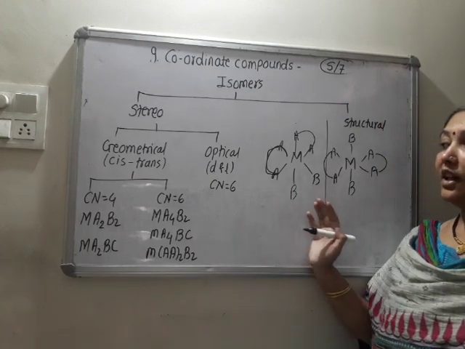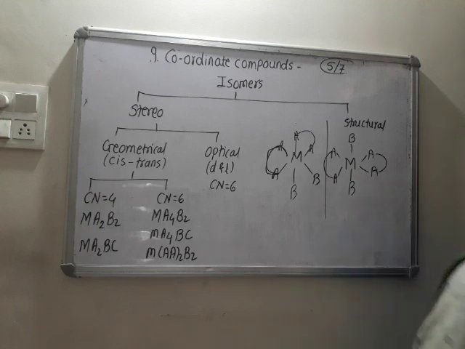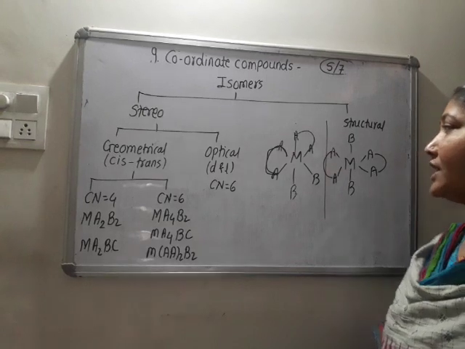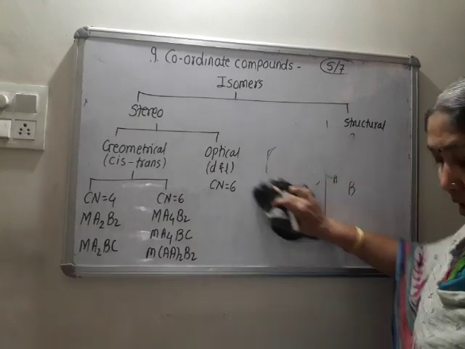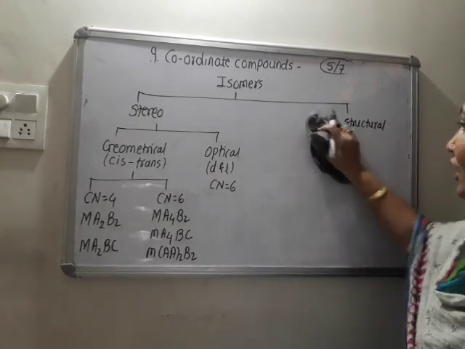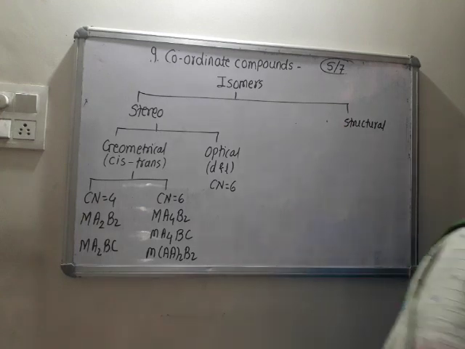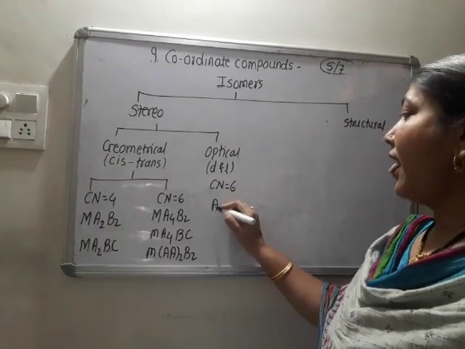Is this clear? Now optical isomers. Optical isomers are shown by these cyclic compounds. Cyclic compounds. How is it? So here also they have given us 2 types. One is M(AA)3.